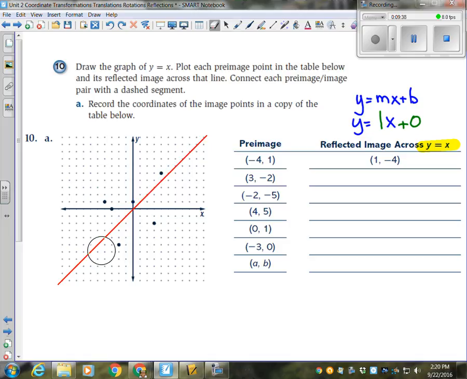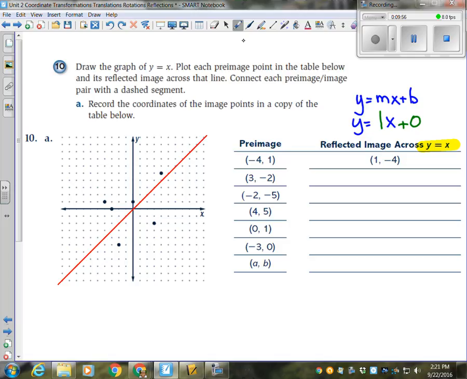Okay, I have my line y equals x on here, and now what I need to do is find the reflection across that line. Now this is different because I am looking at a point above the line, and I need a point across on the other side of the line.